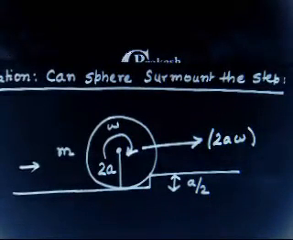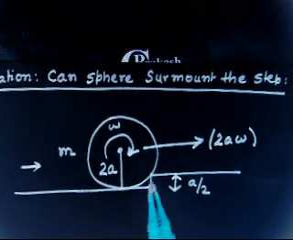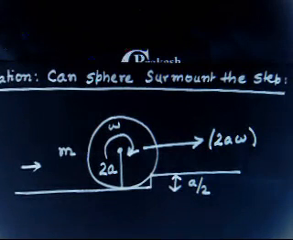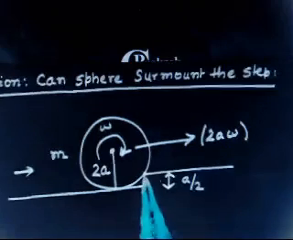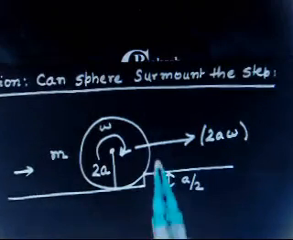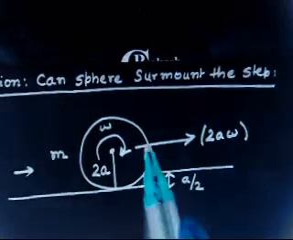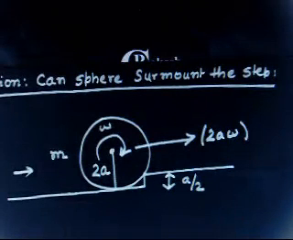Now the question says a sphere of radius 2a is rolling with angular velocity omega along the horizontal ground when it strikes a step of height a by 2, which is perpendicular to the line of motion of the sphere. So this is the line of motion, and this line is perpendicular to the line of motion of the sphere.